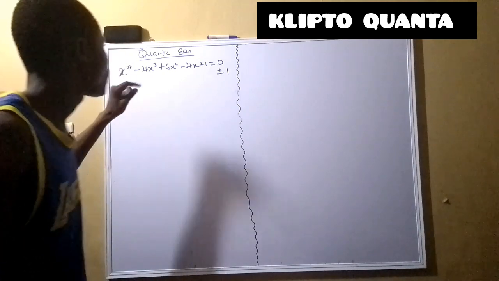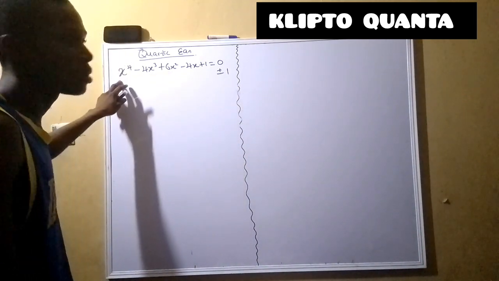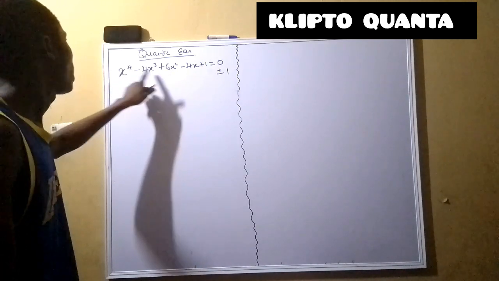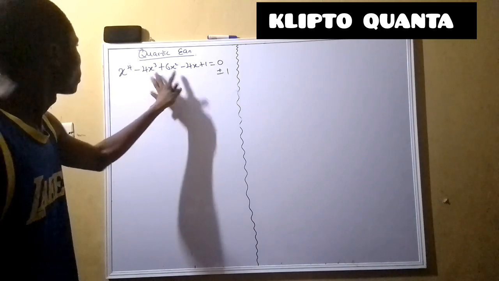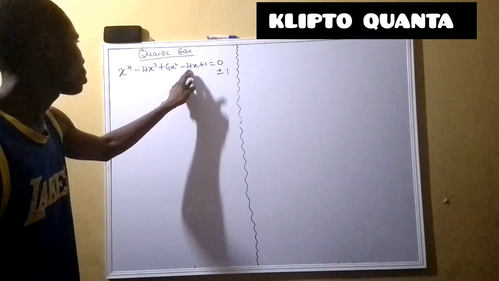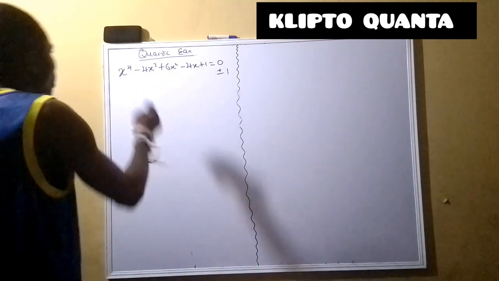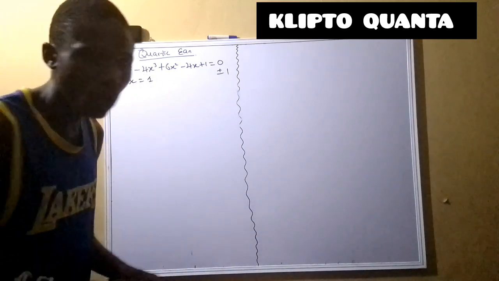If I insert positive 1 into this, what does it give me? 6, and I have a negative 4 here and a negative 4 here, that's negative 8. Inserting 1 into the rest, I have 1 and 1. So 6, 7, 8, negative 4, negative 4, which means x equals 1 would actually work.